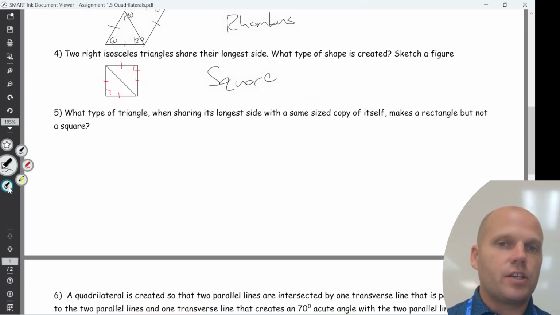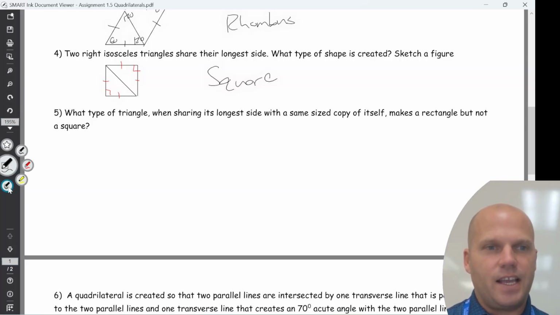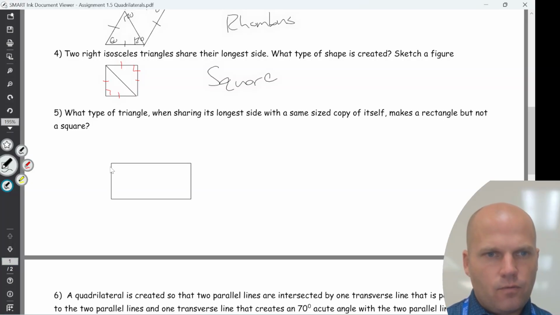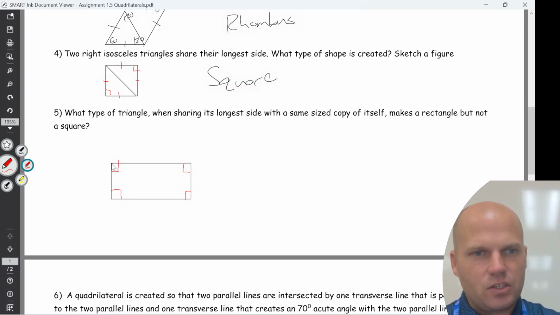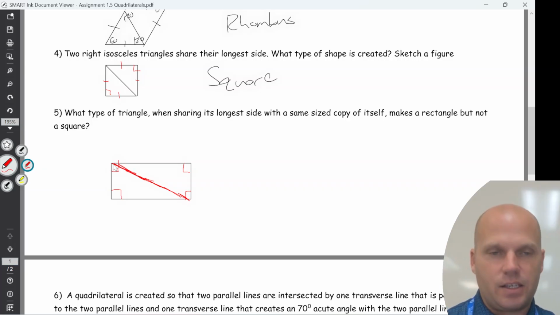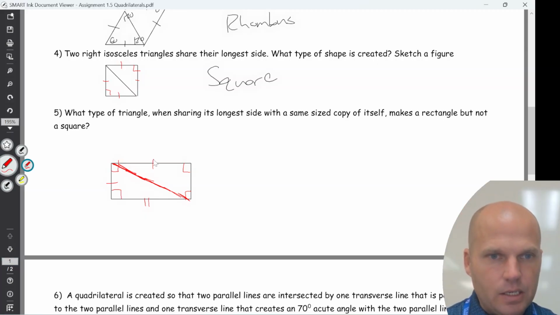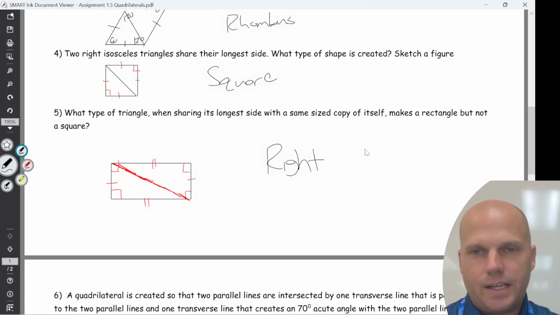What type of triangle, when sharing its longest side with a same size copy of itself, makes a rectangle but not a square? Rectangles have four 90-degree angles. However, the side lengths are not the same. I can tell just by connecting two of the corners of a rectangle. It's almost like start with a rectangle. A right triangle, not an isosceles right, but a right triangle, copied and placed on itself would make a rectangle. Cool.